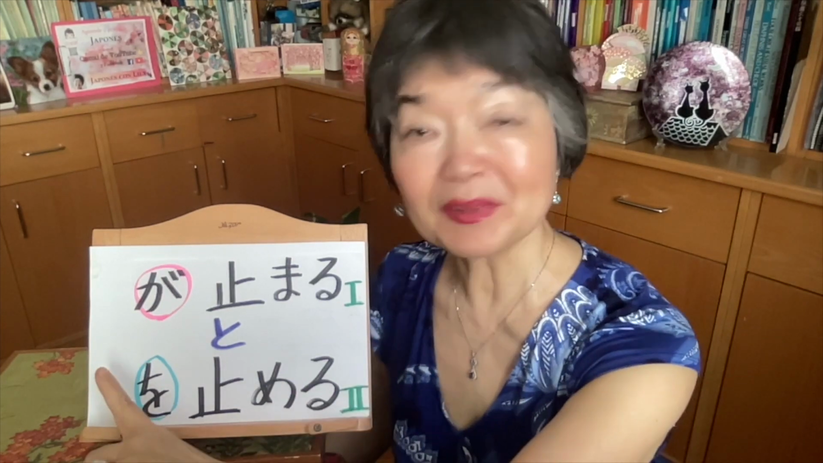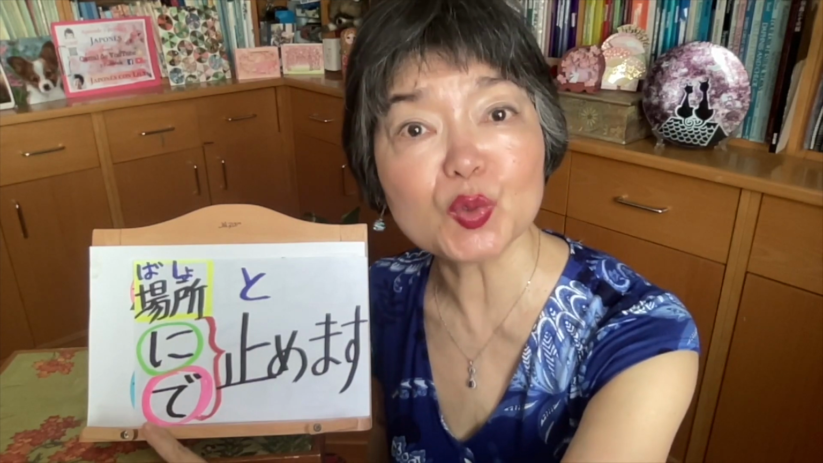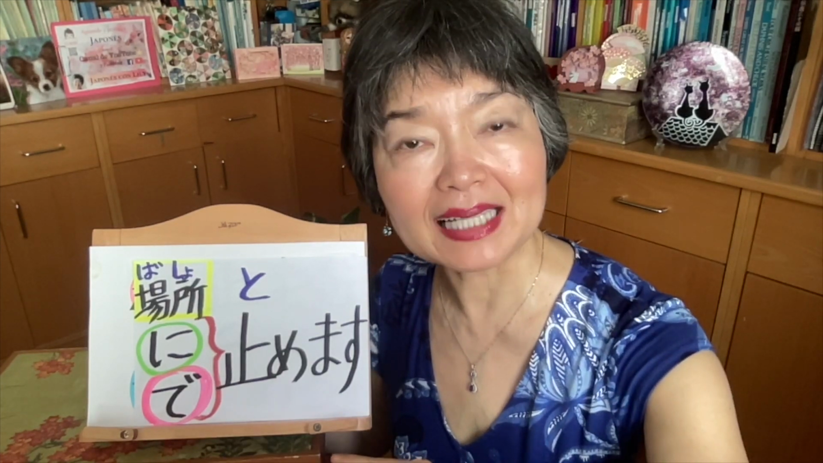Oh, a car is parked in front of my garage. The intransitive verb, something stops. Something が止まる、止まります。Group 1. The transitive verb, someone stops something. Something を止める、止めます。Group 2. But this verb can mean two different things depending on the particles that you use with the place. Place に or place で。Some place に止めます。In this case, to park in some place. Some place で止めます。To stop in this certain place.